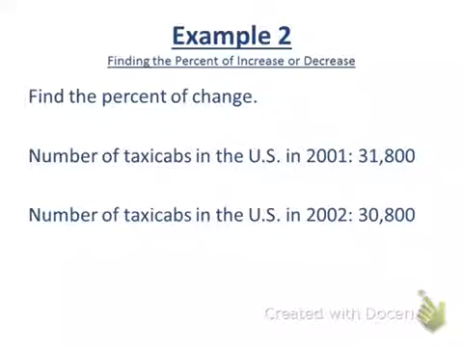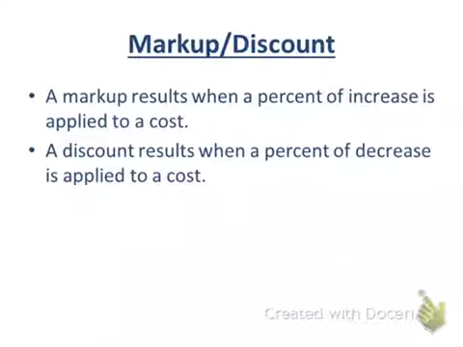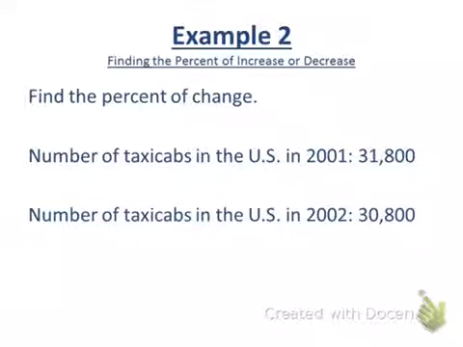Find the percent of change. The number of taxi cabs in the U.S. in 2001. Oh, by the way, we forgot something in that previous slide. What did I forget? You forgot to say increase. I forgot to specify that this was a 30.95% increase. That's an important part of your answer. If you leave that off of your answer, you're going to lose points in a quiz or a test. All right, now back to this one.